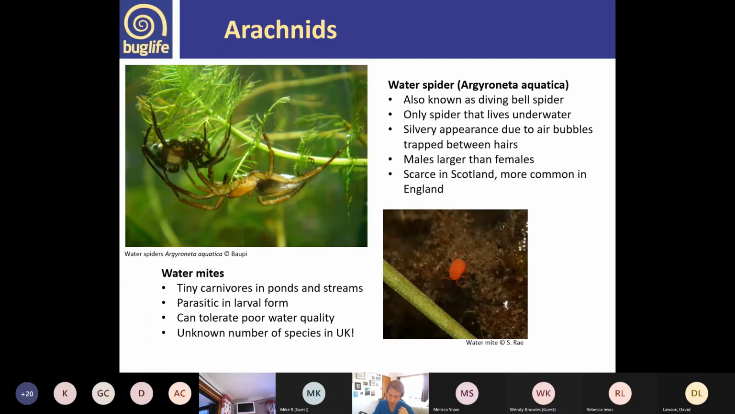Water mites are the tiny cousins of spiders, carnivorous arachnids that tend to be more parasitic in their larval form. They can also tolerate poor water quality, where they can often be abundant. Other animals may not survive such poor water quality. Remarkably little is known about the number of species of water mite in the UK or indeed in the world. So there's plenty of scope here for further research.